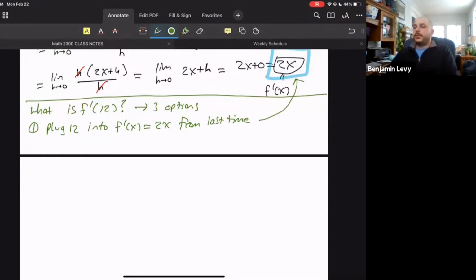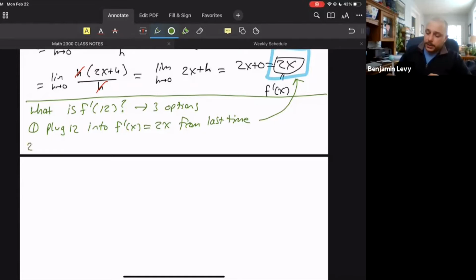Right. So if we want f prime of 12, we want the derivative at a specific point. The nice thing about having the function is we can just plug any number into that function to get an answer. And so that's one of the options of what we can do to find the derivative specifically at 12. And that's the easiest thing we can do. If we have a function that tells us the derivative, we can just do that.